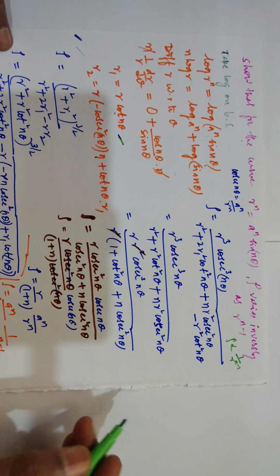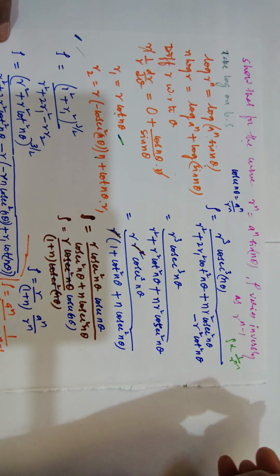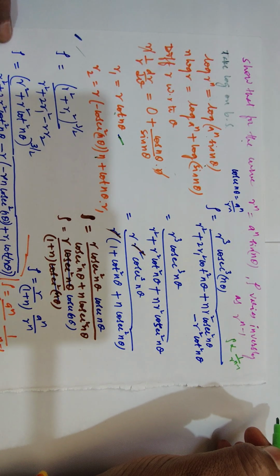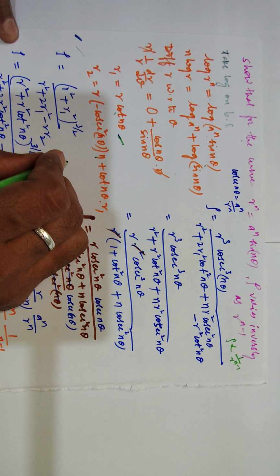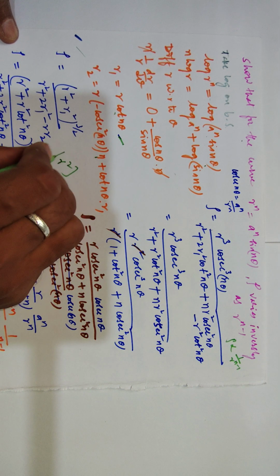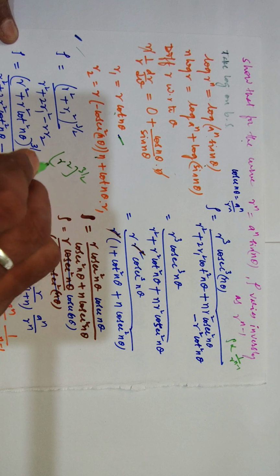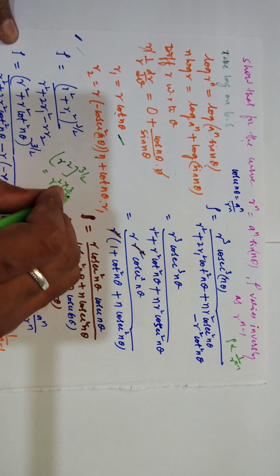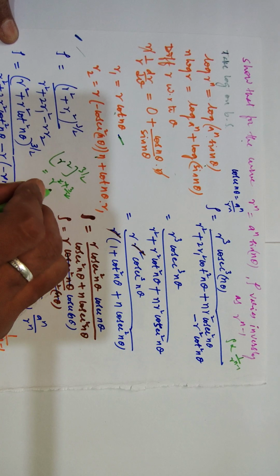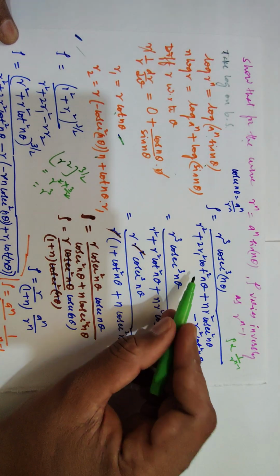Okay, I am writing somewhere here. You have r square whole raised to 3 by 2. So this will become r raised to r square into 3 by 2, one of the laws of indices, which is r cube. So this is r cube.